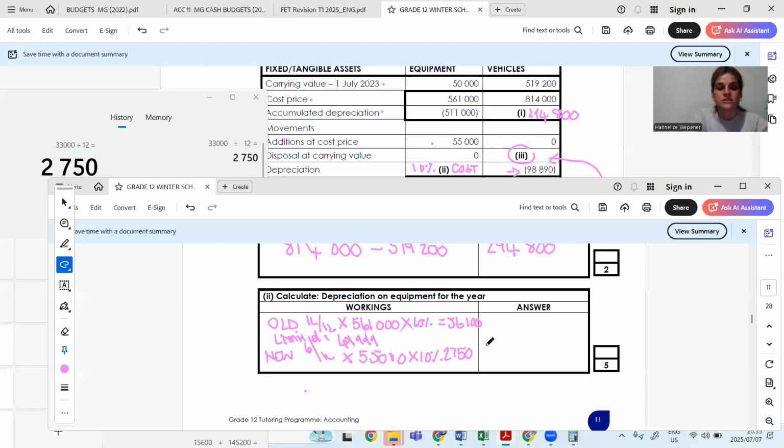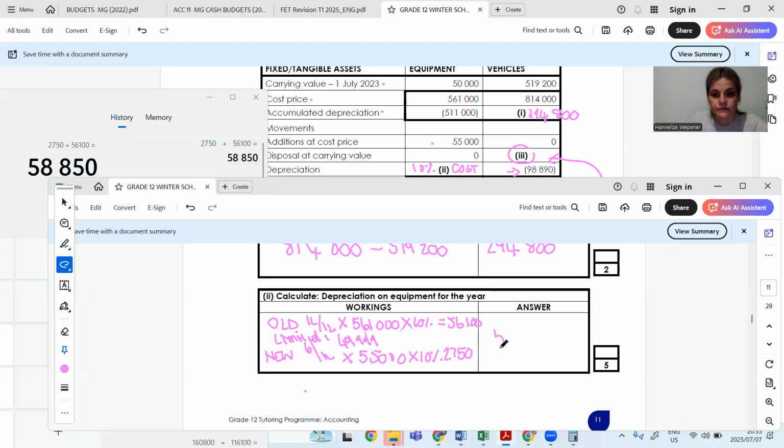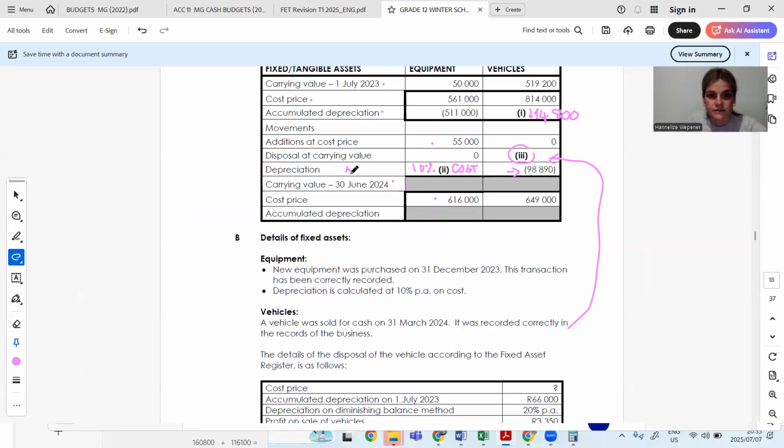2,750. So my total depreciation on equipment is the new one plus the old equipment. So 58,850. Okay, I definitely miss writing on an actual board and not this thing. Okay, so there's your depreciation. So it is 58,850.